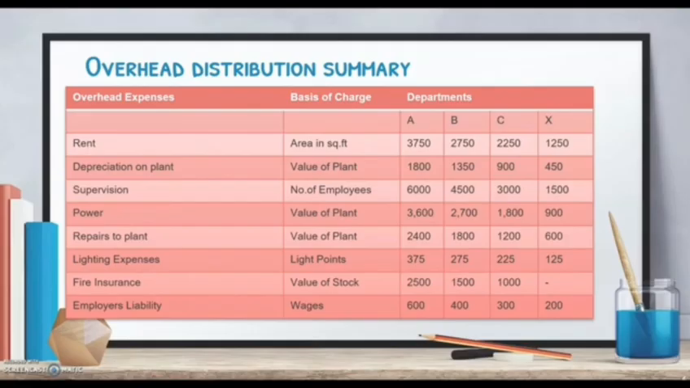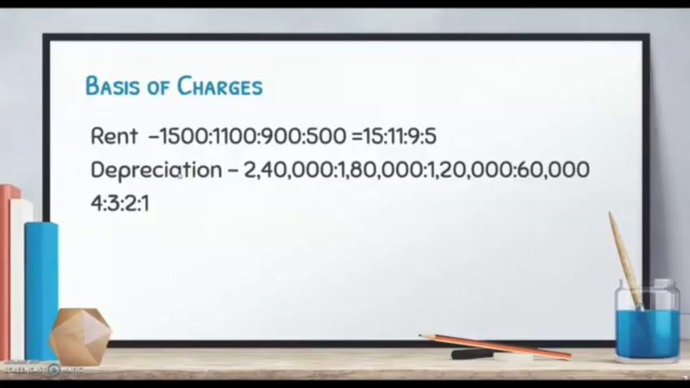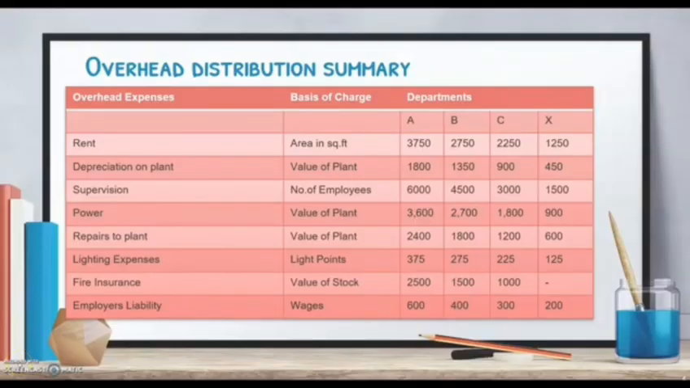Next, for depreciation on plant, we are going to use the value of the plant. The value of the plant was given as 2,40,000, 1,80,000, 1,20,000 and 60,000. We can write it as 4:3:2:1. Now we are going to put the amount. The amount is 4,500, and it is divided in this ratio.